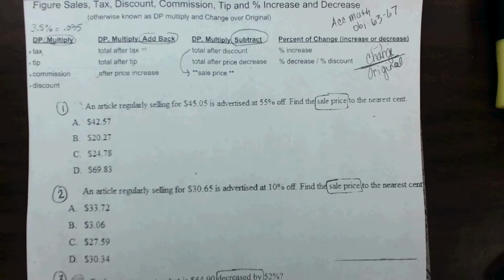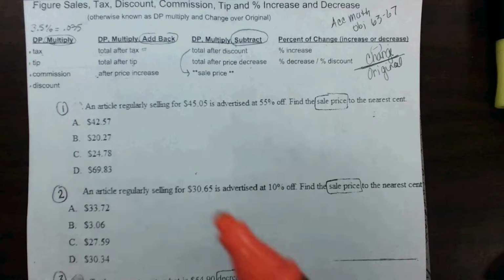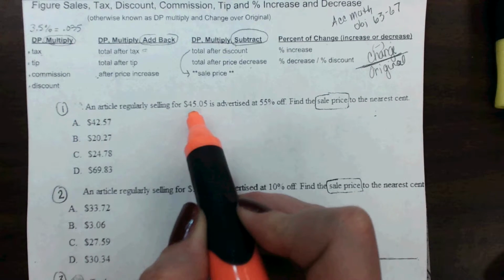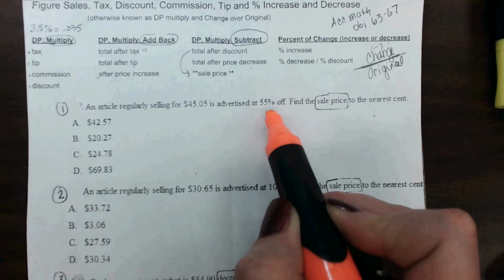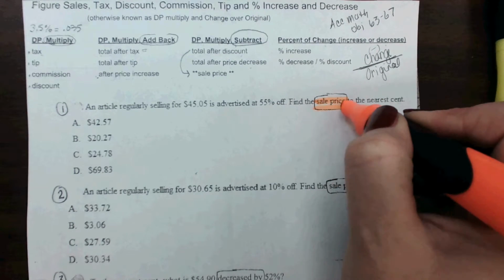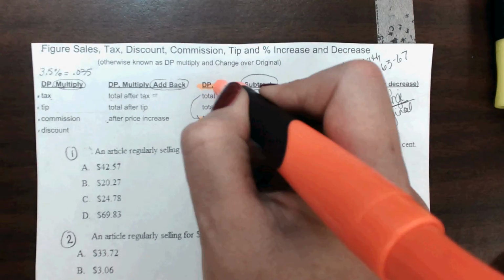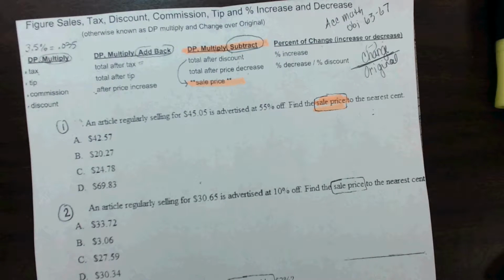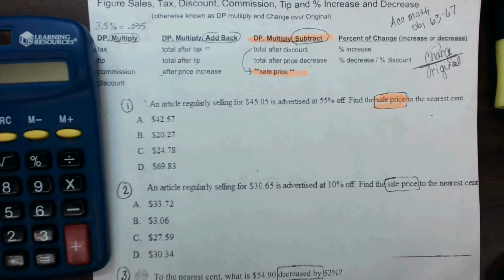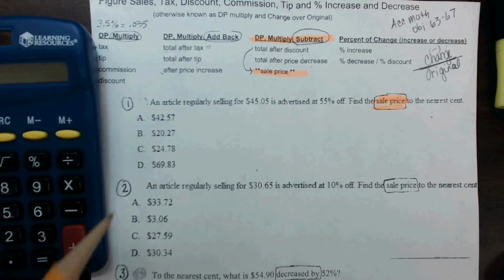These are actually really fun, and it's where my students always seem to excel because they have what I call street smarts. They can just figure things out from experience of helping out their families and shopping, and they really seem to understand this well. So problem number 1 says an article regularly selling for $45.05 is advertised at 55% off, and they want us to find the sale price. Well, we've talked about sale price. I know that when I find the sale price, I'm going to DP, multiply, and then subtract it from the original price to figure it out. Before you start these problems, you need to grab a calculator because we will be using it frequently.